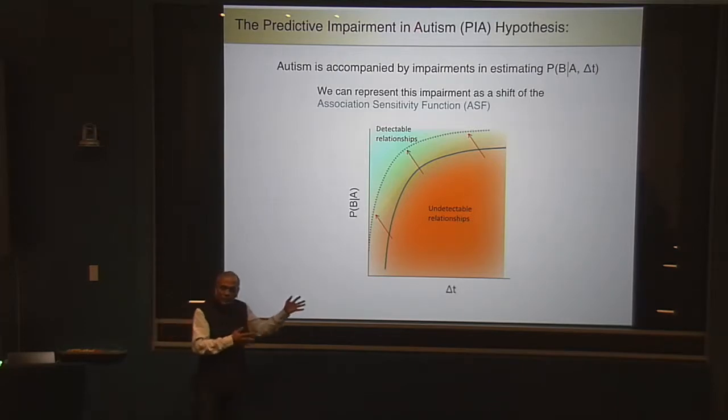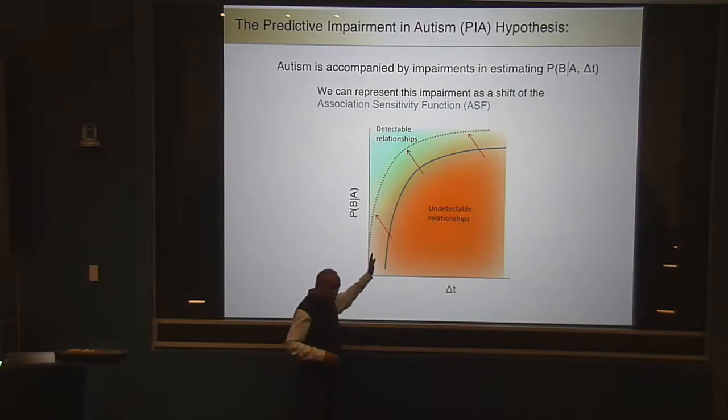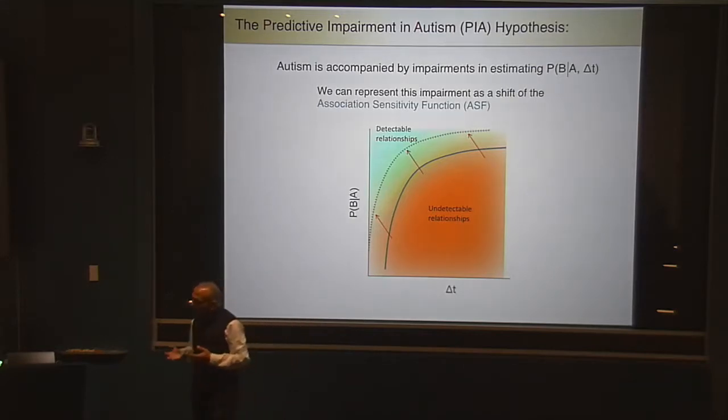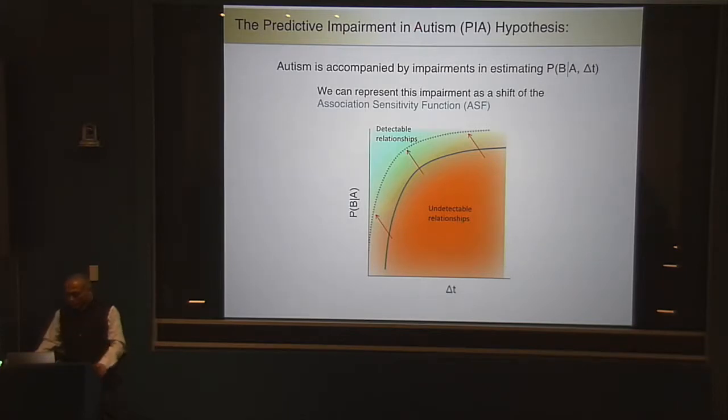And according to the PIA hypothesis, autism leads to a shift of this association sensitivity function to the up and left. So that some of the relationships in this region between the two curves, the relationships that are visible or evident to a neurotypical individual, become invisible, undetectable to a person with autism. That is the crux of the PIA hypothesis.